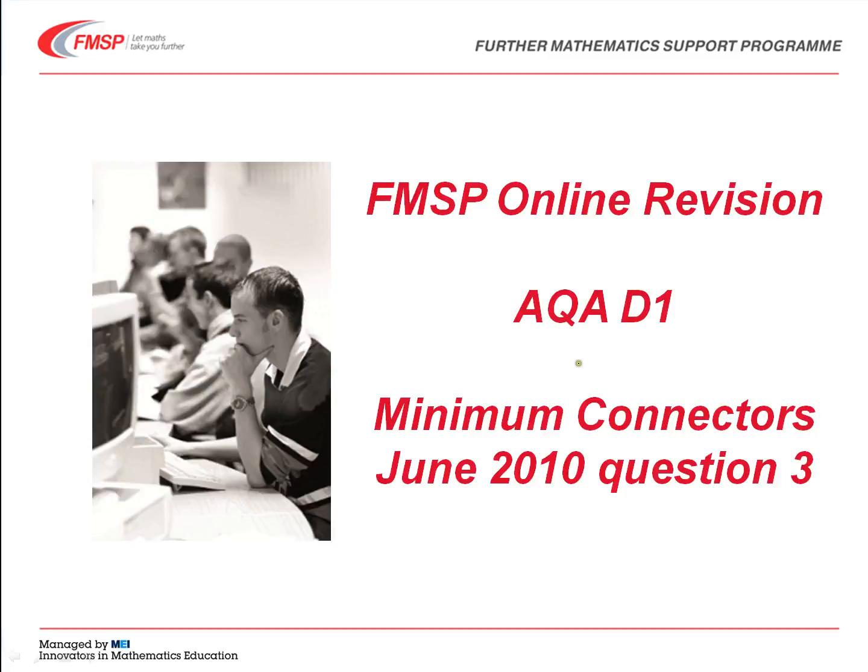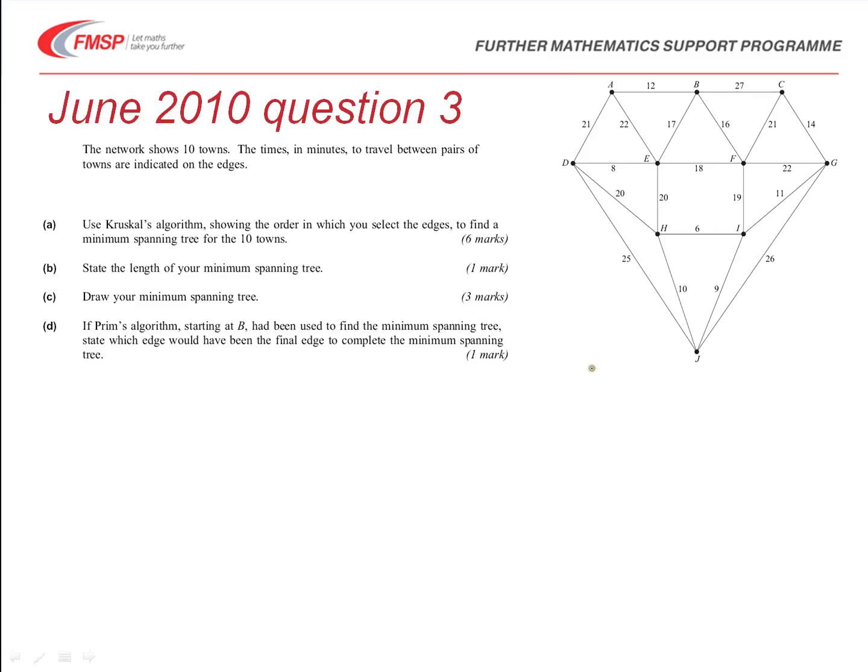Welcome to this online revision session for AQA D1, where we're looking at the June 2010 question 3 on minimum connector problems. In this problem we're given a network of 10 towns, and the time in minutes to travel between the towns is indicated on the edges.